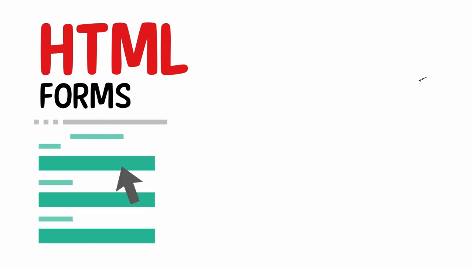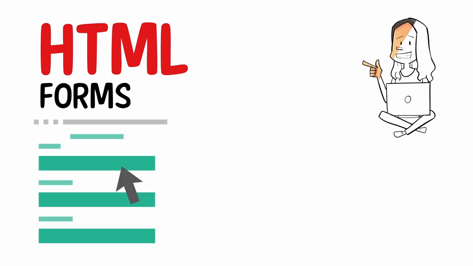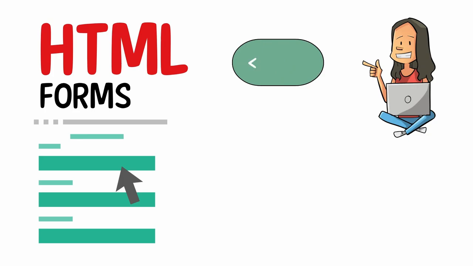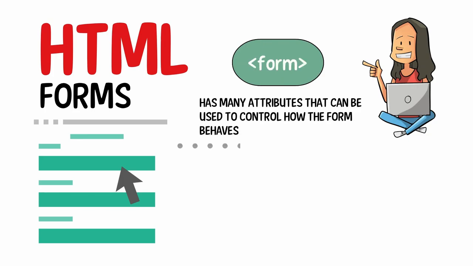HTML forms. Forms in HTML are used to collect user input. They are created by using the form element. The form element has many attributes that can be used to control how the form behaves. Attributes for forms: action, method.